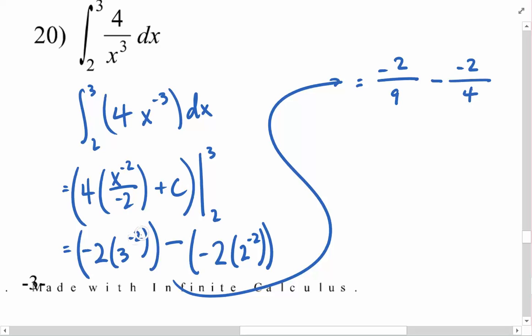Well, that's just like squaring the number and placing the result in the denominator. So this came out to be negative 2 over 9, and this one came out to be negative 2 over 4. So I'm at the point now where I'll just go to the calculator to combine these two rather than worrying about finding a common denominator. And the result here comes out to be 5/18, or approximately 0.27 repeating.